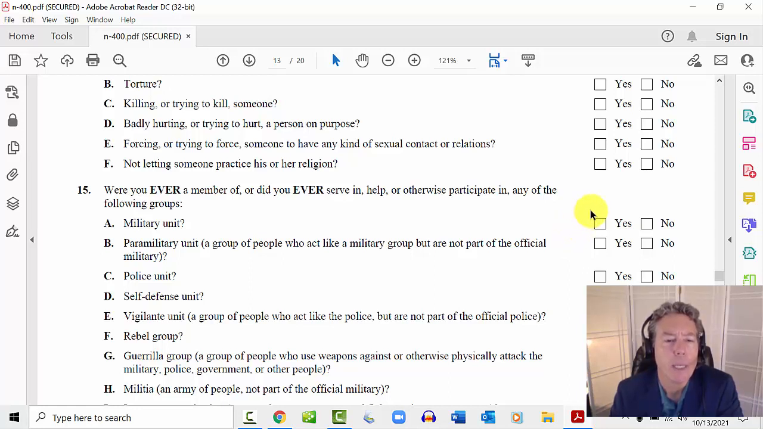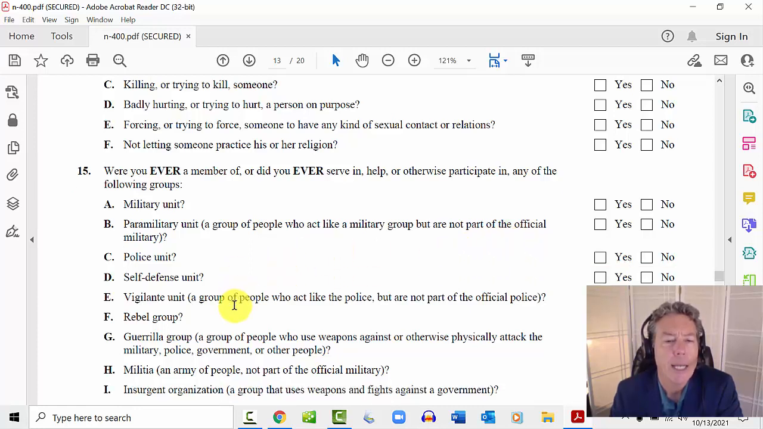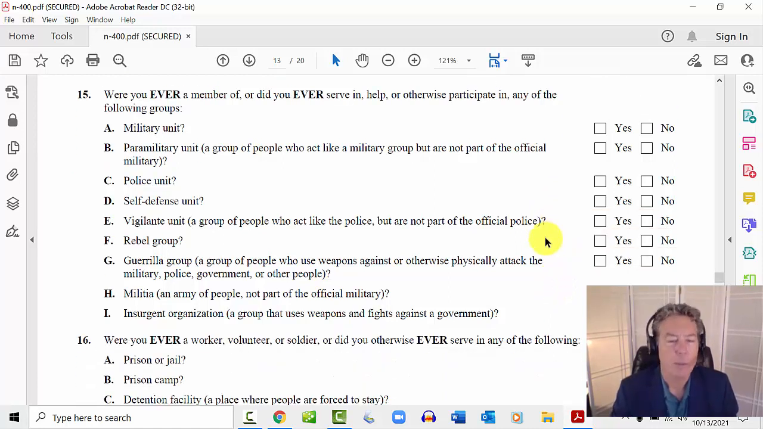Participating in the following groups: military, paramilitary, police, self-defense unit, vigilante group, a group of people who act like the police but are not part of the official police. Like, we have so many Americans doing this crap right now. It's crazy. And they're not supposed to be doing it. They wouldn't even be citizens. We should deport American citizens. I think that's what we need to do.